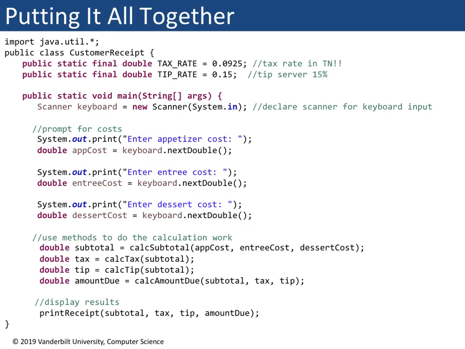Then we are doing the calculation work. It's very obvious by the method names what we are doing. We are storing the subtotal, which is returned by the calc subtotal. So just by the method name and the variable name, I understand we're calculating the subtotal, calculating the tax, calculating the tip, calculating the amount due. The variable names, the method names, the class constant names, these are providing description and information in such a way that it makes the code readable. This is good code. Use this as an example to judge your code by.